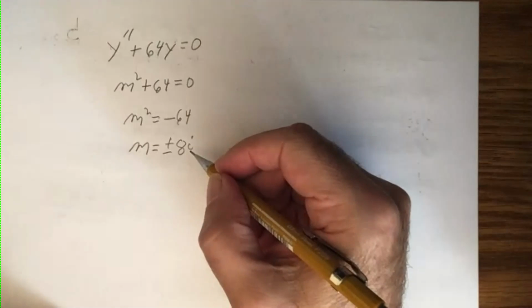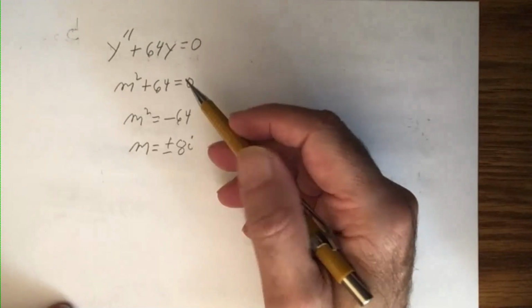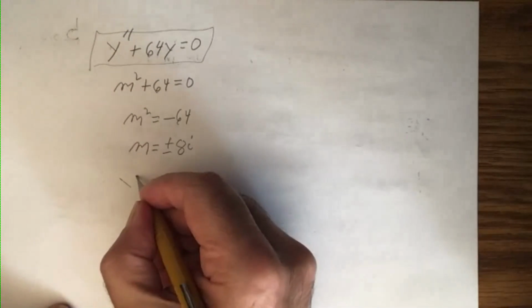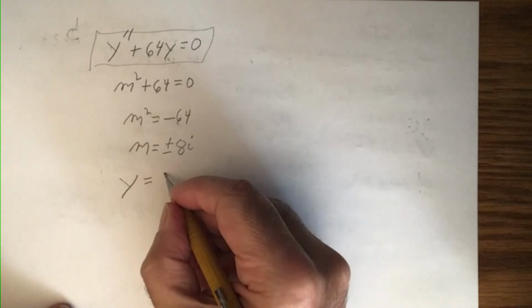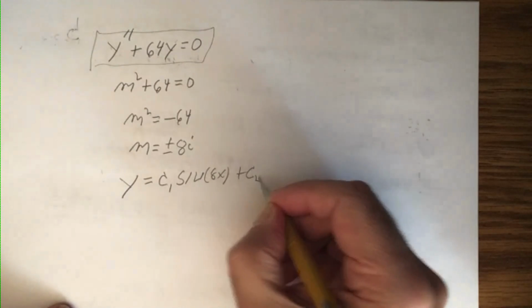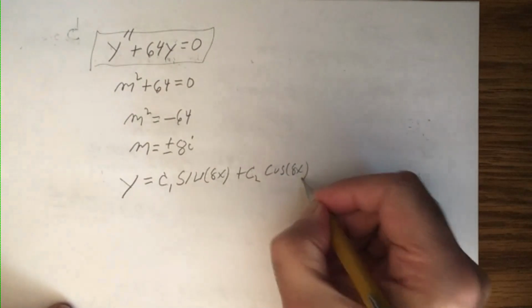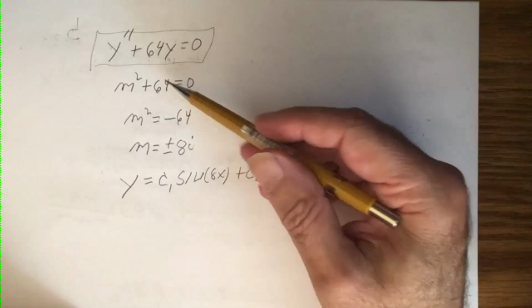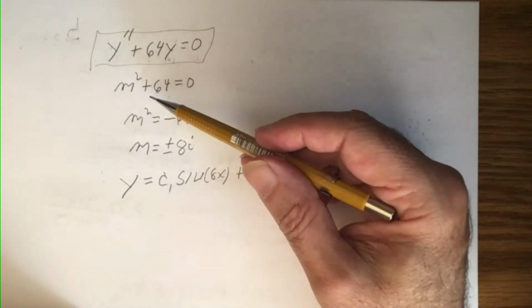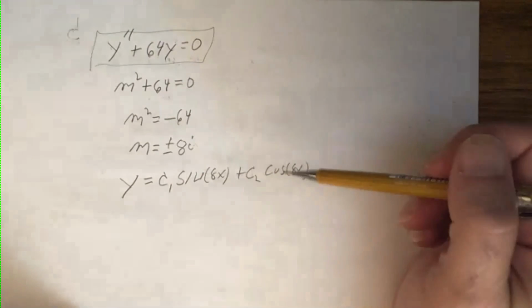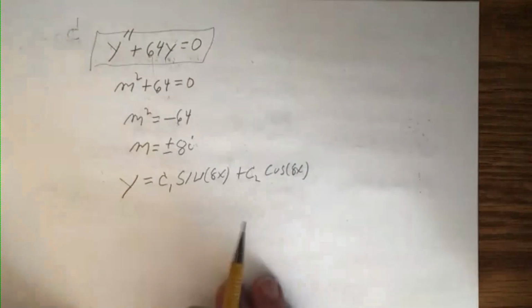So what does that mean? Well, for this particular differential equation, the solution is y equal to C1 sine of 8x plus C2 cosine of 8x. So when you find the solutions to the auxiliary equation, whenever you get an imaginary part, that's going to be sines and cosines. And you could take the derivative of this and see that you'll get this back. It's pretty easy to do.